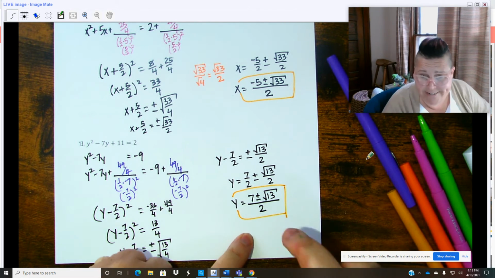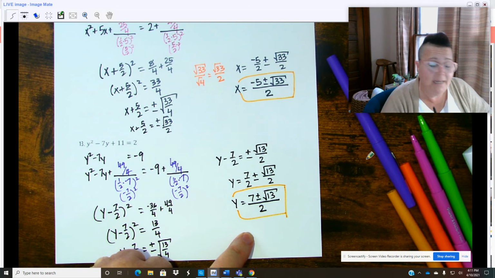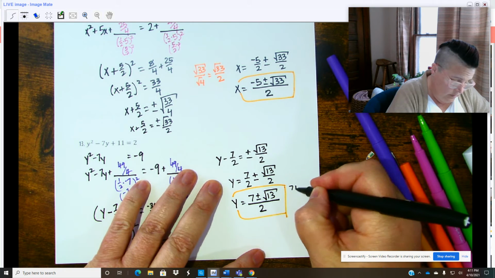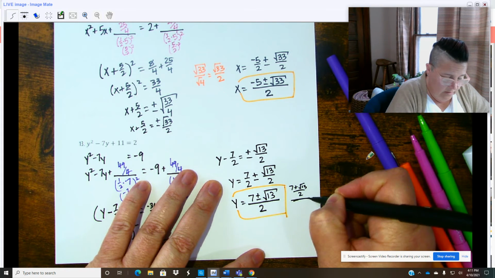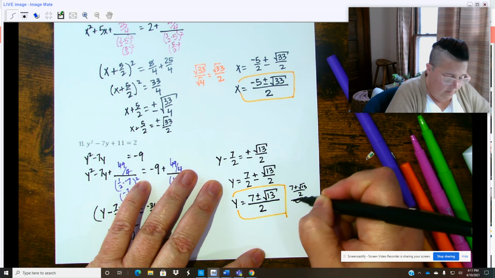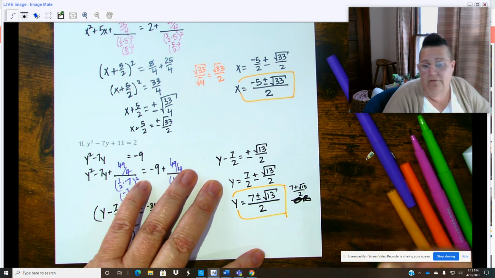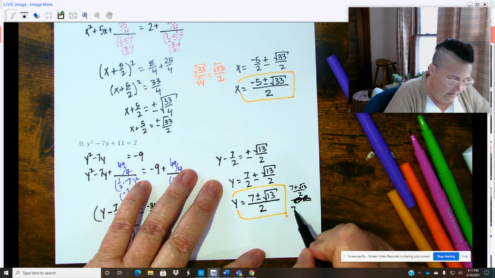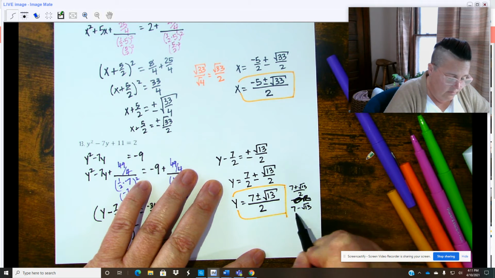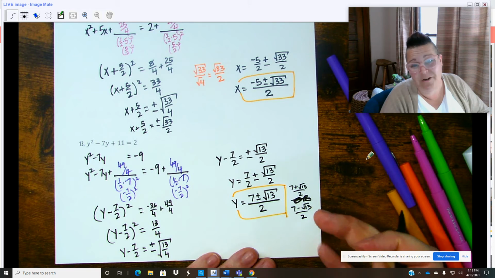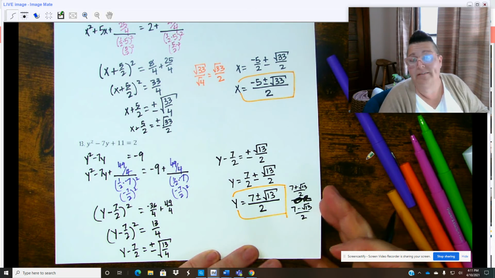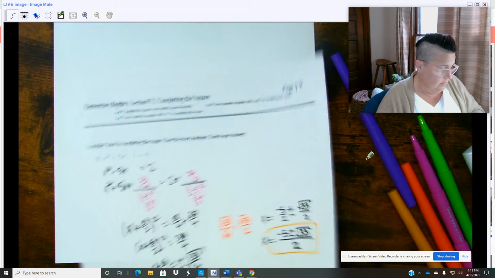Keeping in mind, this does represent two different numbers. It's 7 plus the square root of 13 over 2, or, I don't want that to be like a decimal line or like a fraction bar. It's not a fraction bar. 7 minus the square root of 13 over 2. There's two possible answers there, which makes sense because it's a y squared. It should have two possible answers, right?